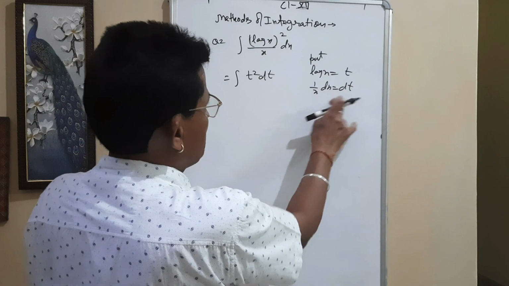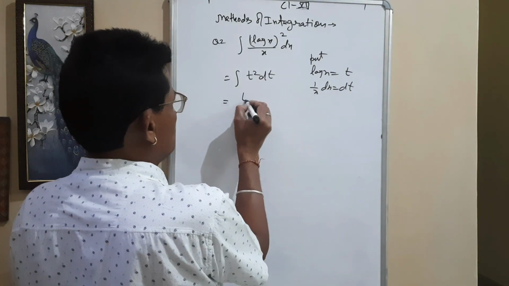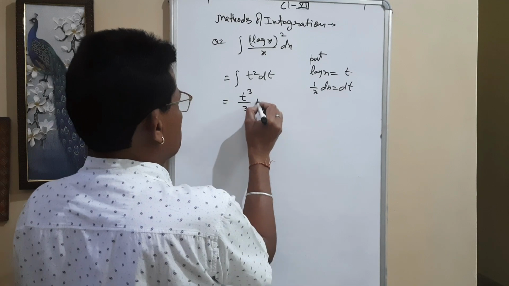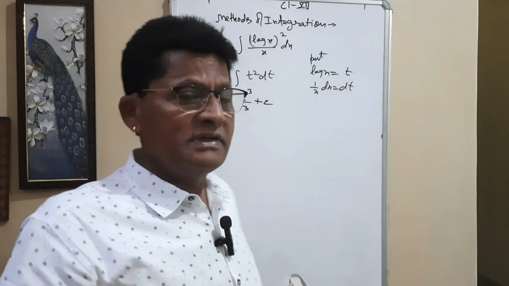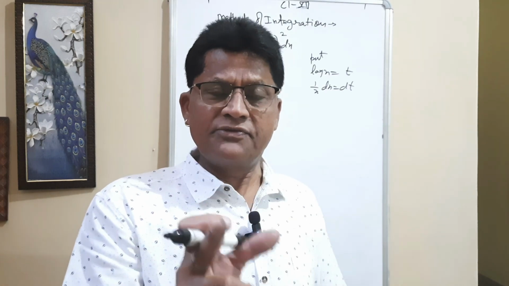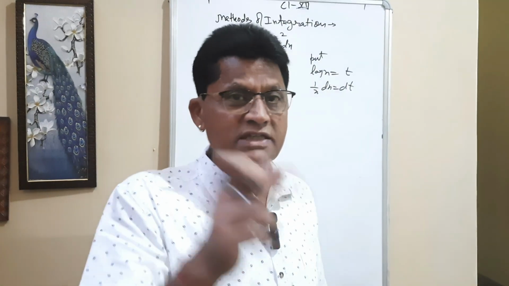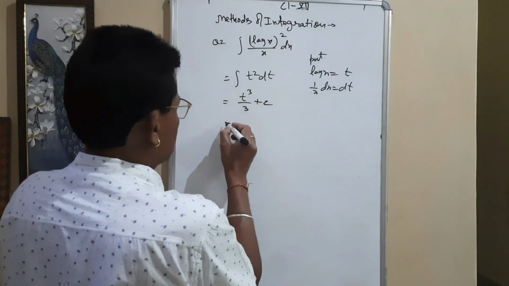dx upon x will be equal to dt. Okay? And then what does it mean? The integration of t to the power 3 upon 3 plus c. I have discussed in detail all types of basic concepts related with the indefinite integration in my previous videos. That is why you see my previous videos.